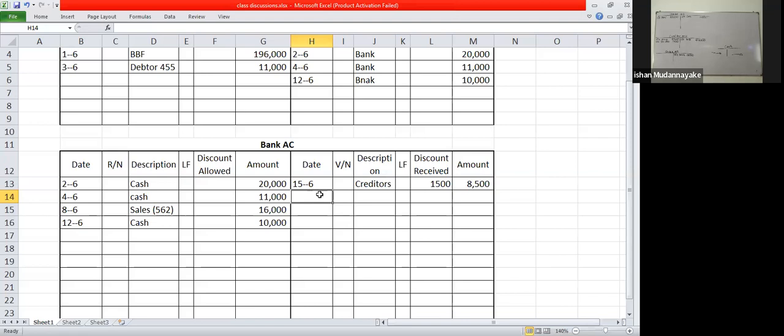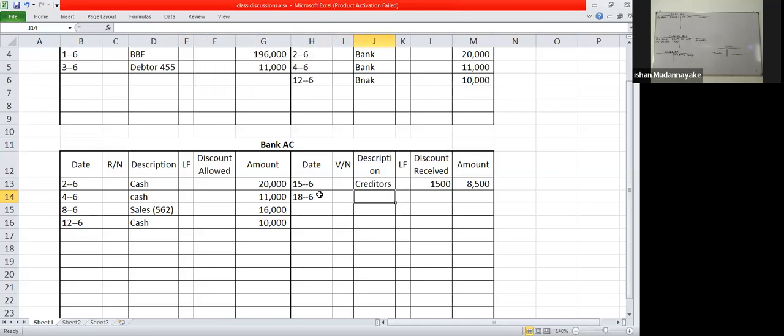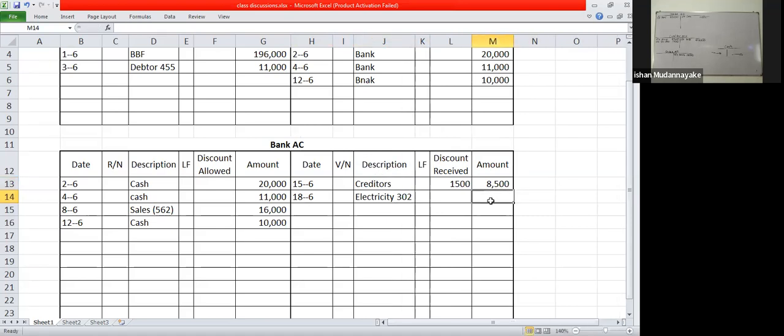Bank credit, 18 June. Here, the description is electricity. We record the check number as well, 302. And then the amount is how much? The amount is 4,500. Bank account credit 4,500.